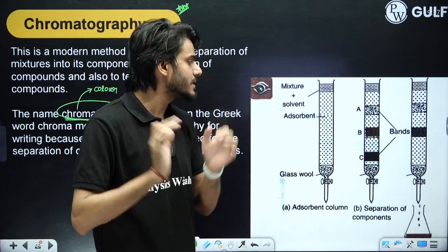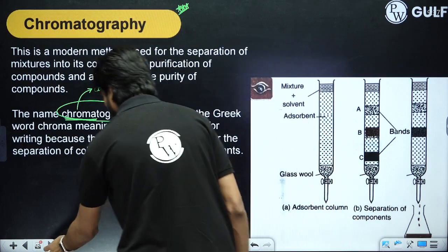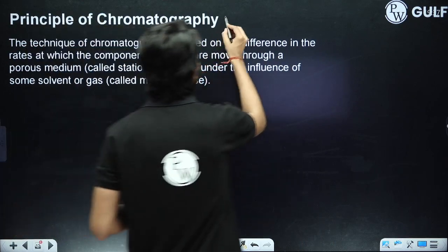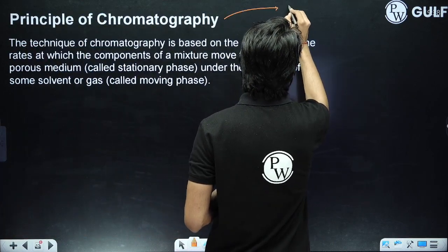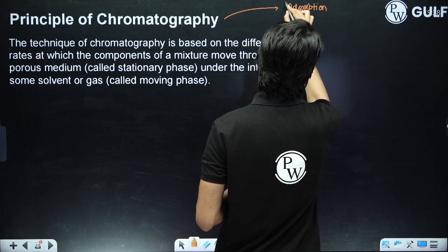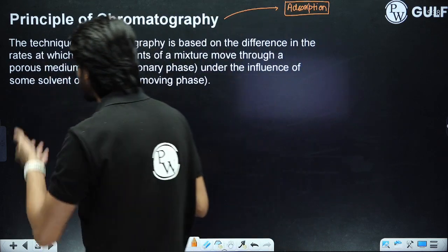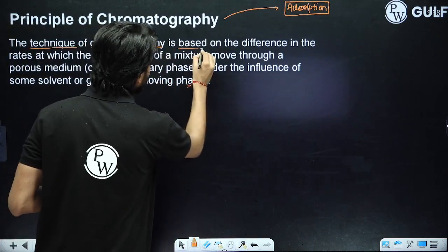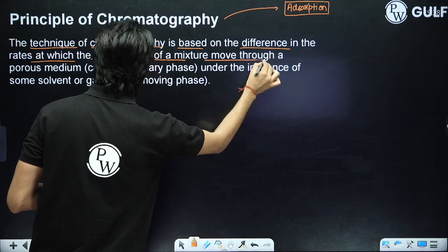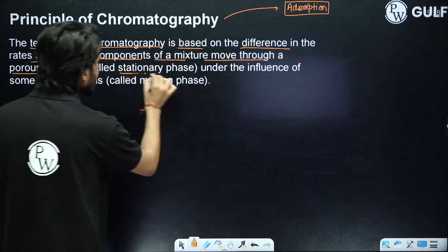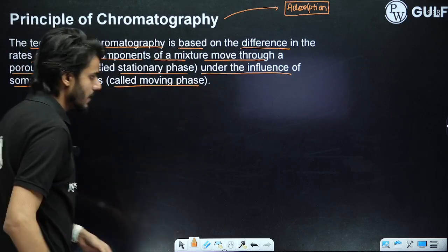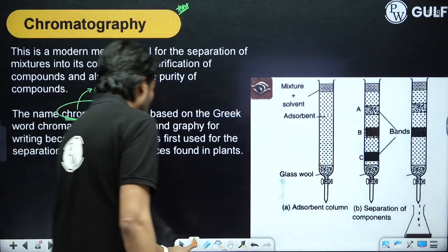But now let's understand how. Look at this, guys. First of all, to understand the principle of chromatography, chromatography works on the principle of adsorption. You know very well what adsorption is. Now let's understand the process. The technique of chromatography is based on the difference in the rate at which the components of a mixture move through a porous medium called the stationary phase under the influence of some solvent or gas called the moving phase. Now let's understand this principle using this diagram, guys.